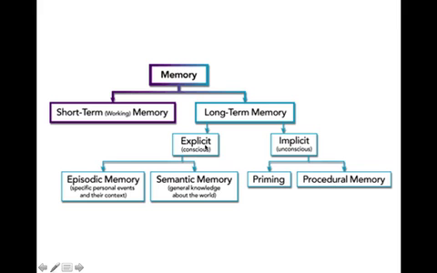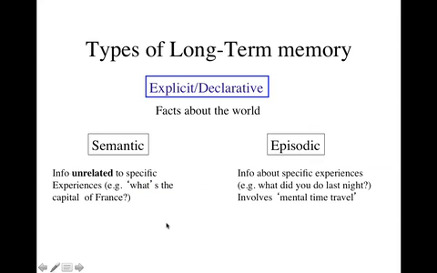And explicit memory can be further divided into episodic memory and semantic memory, and we're going to go through these. So explicit and declarative memory are facts about the world that people can actually report. And there's two kinds. There's episodic memory, which involves this mental time travel. You can relive things in the order in which they took place. And that's a very important characteristic of episodic memory, where semantic memory has none of that autobiographical kind of experience. It's simply a fact that you know. You may not even remember where you learned it.